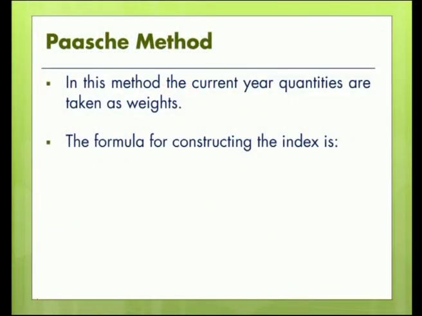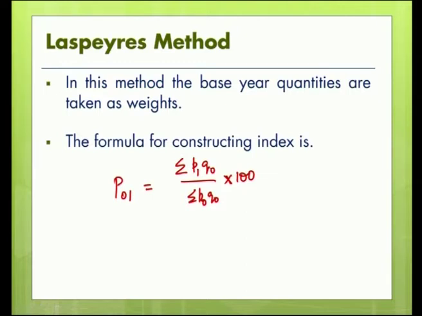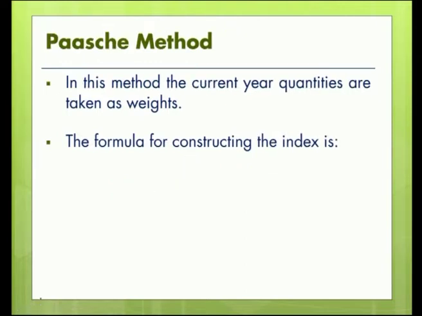Next method is Paasche method. In this method, current year quantities are taken as weights. Just compare: in Laspeyres method, the base year quantities are taken as weights, whereas in Paasche method, current year quantities are taken as weights. The formula for constructing index numbers is P01 is equal to summation P1 Q1 by summation P0 Q1 into 100.